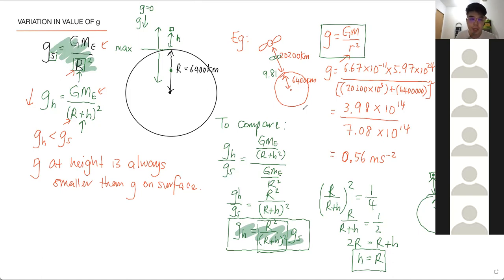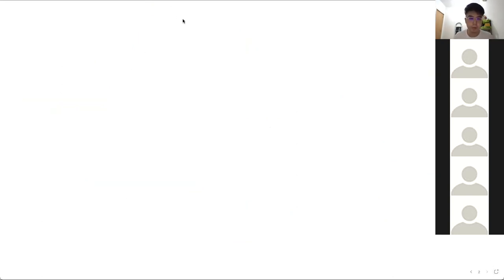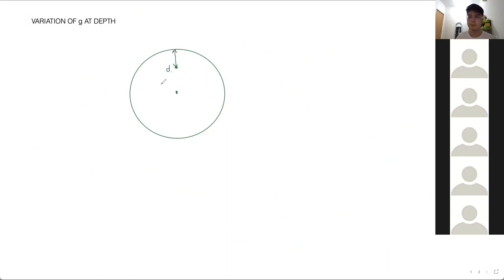Next, we look at how g changes when we go inside the Earth. Variation of g at depth. Assuming this is the Earth, now the center. Now we are at a certain distance below the surface here. Conceptually, this is at depth d. At depth d, let's define our g first. I know that g is not going to be the same as at the surface, so I'll use a new unknown. I'll call it g dash.